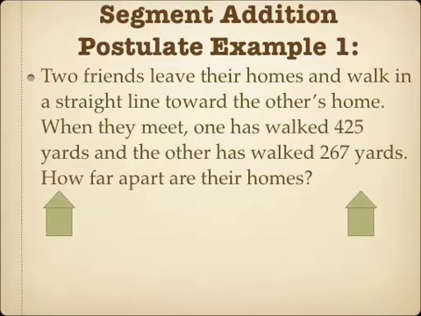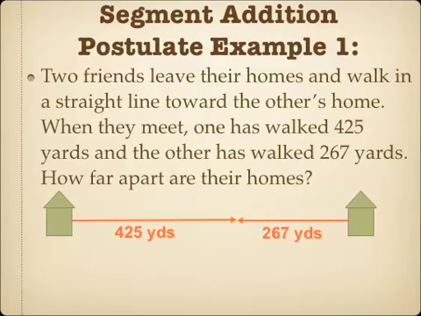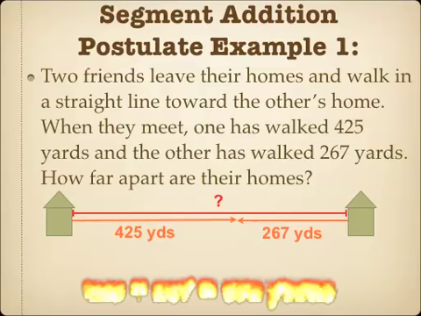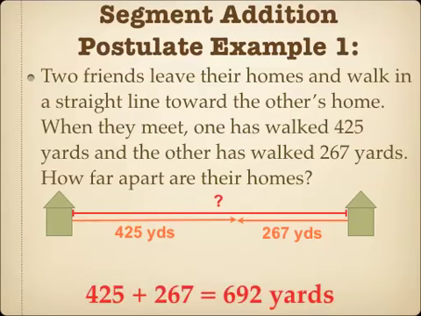Here I have two houses. One friend is walking 425 yards. The other friend has walked 267 yards. Using the segment addition postulate, I can find the distance between their homes. Add together the distances they walked, so 425 plus 267 equals 692 yards.